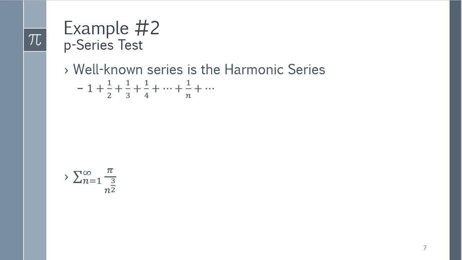So, some examples of this. There's a well-known series called the Harmonic Series. Sorry, that looks too much like a negative sign. It's meant to be like a little indent here. The Harmonic Series is 1 plus a half plus a third plus a fourth, and so on, plus 1 over n would be my general term. So if I did this in summation notation, that would be our series.